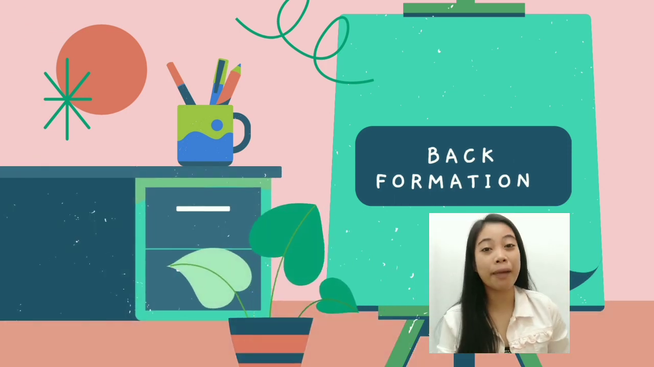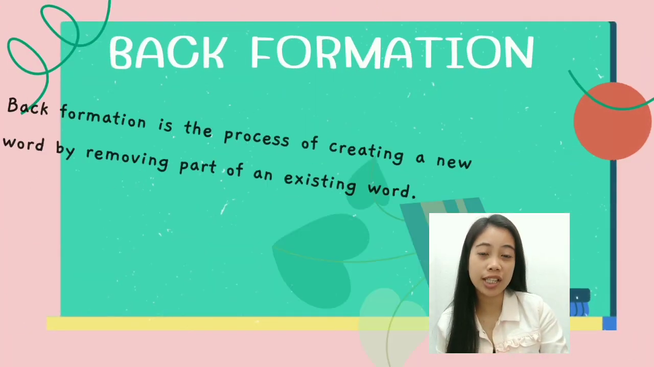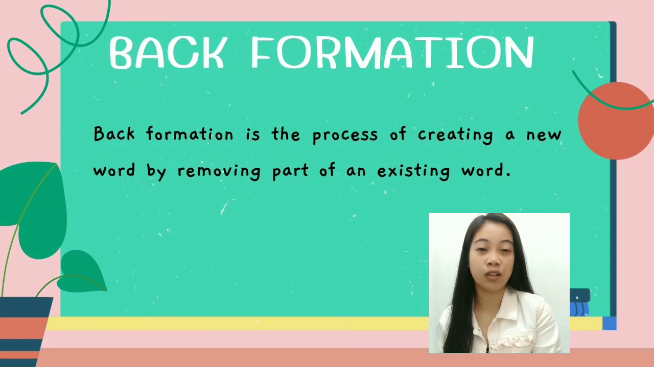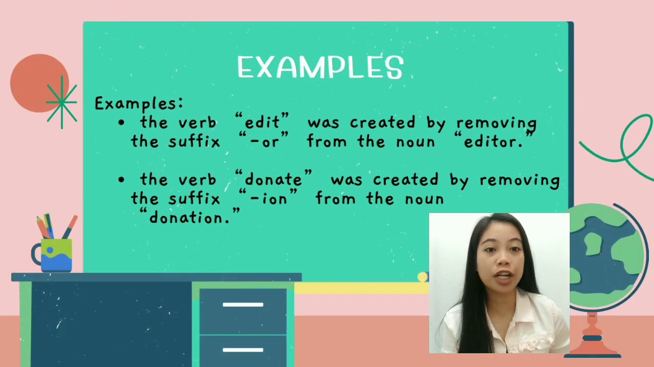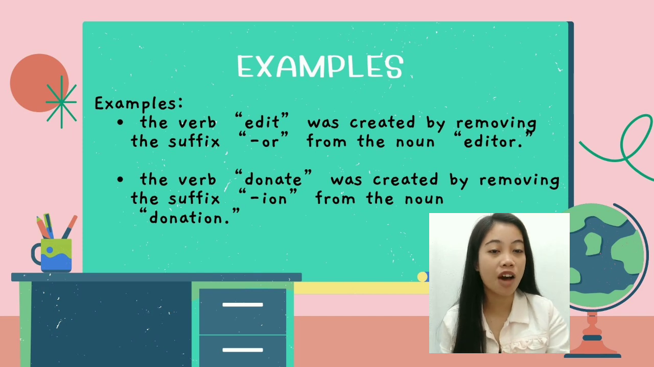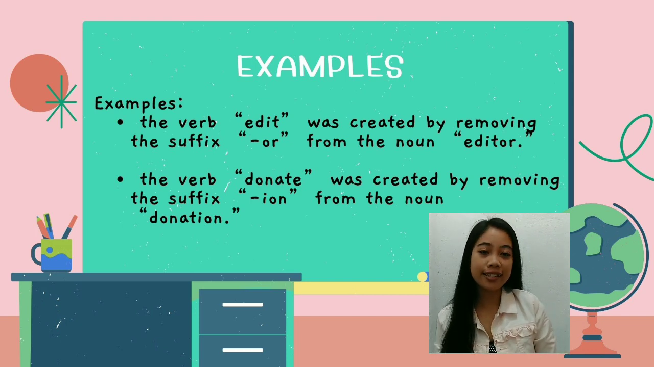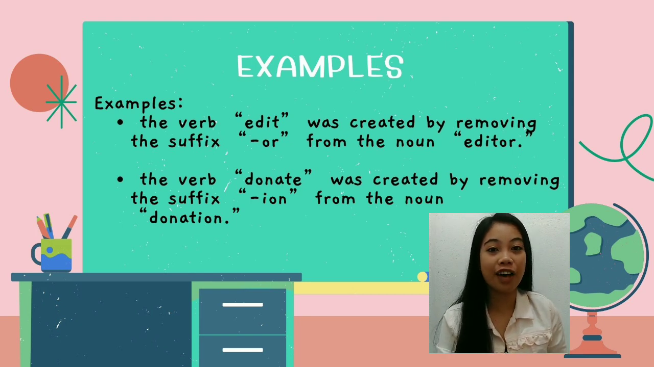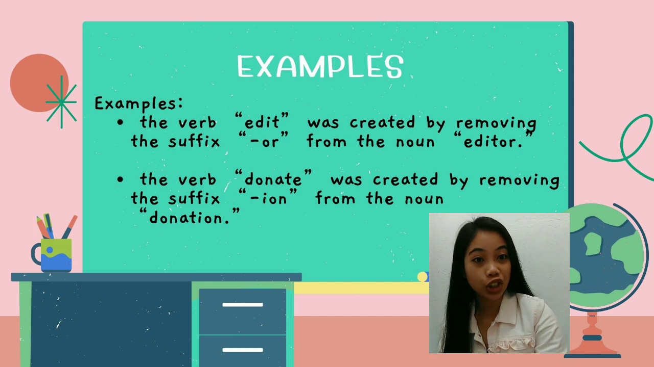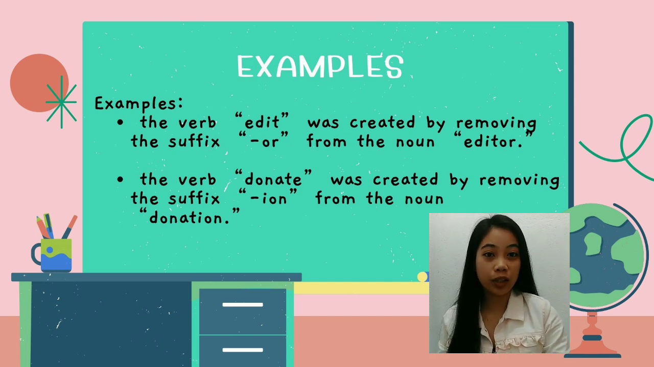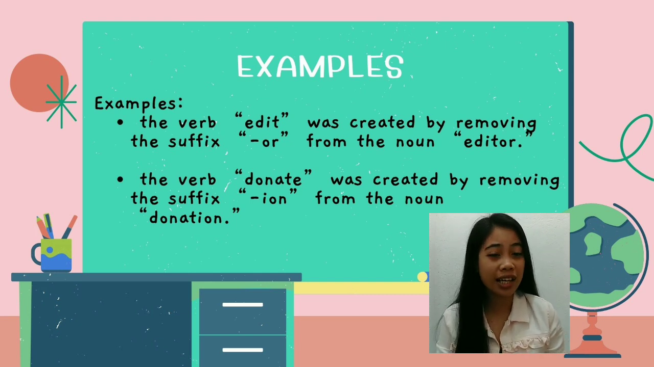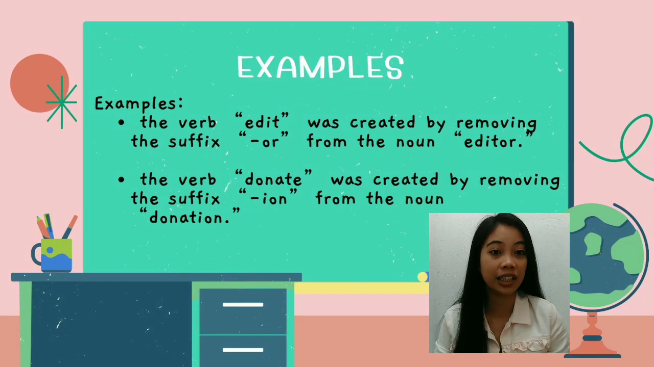The next here is back formation. Back formation is the process of creating a new word by removing part of an existing word. For example, the verb edit was created by removing the suffix or from the noun editor. Another example is the verb donate. It was created by removing the suffix ion from the noun donation. Back formation is a less common word formation, but it is still used in English.